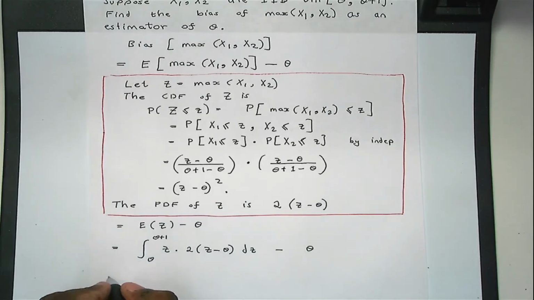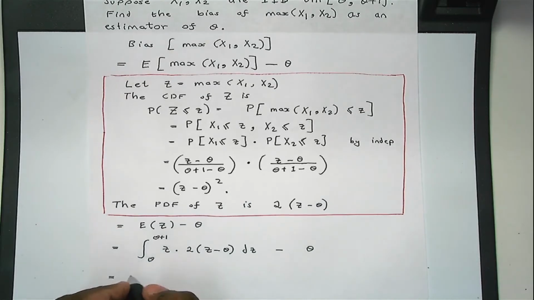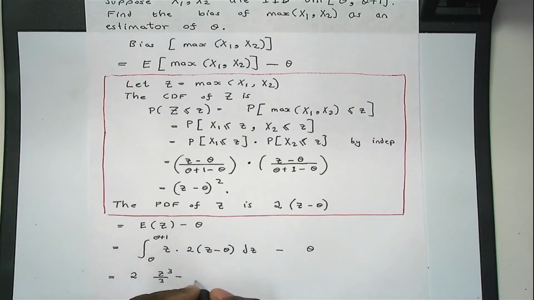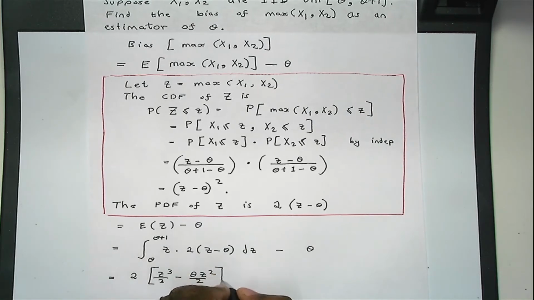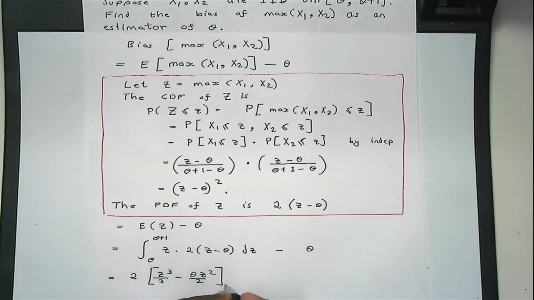The integration is pretty straightforward, so you can take the 2 outside. Z squared, the integral of that is z cubed divided by 3 minus theta z squared divided by 2. Then you take the limits from theta to theta plus 1 minus theta.